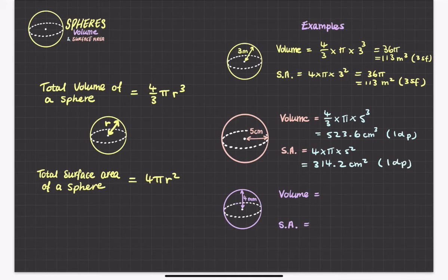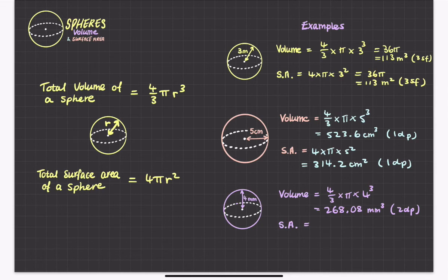And then for the last question here, we've got a radius of 4, so the same thing again. So volume is given to us by 4/3 multiplied by pi multiplied by 4 cubed. So pop that in my calculator. That gives me, when I round it, 268.08 millimeters cubed. That's if I round it to 2 decimal places.